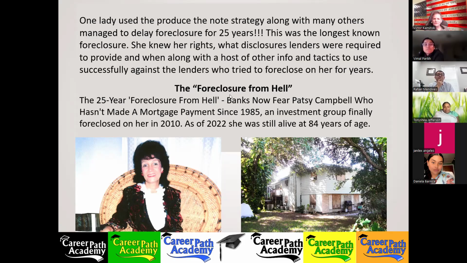So they call it the foreclosure from hell. At least the lenders do. The 25-year foreclosure from hell. Banks now fear Patsy Campbell, who hasn't made a mortgage payment since 1985. An investment group finally was able to foreclose on her in 2010. As of 2022, I checked up on her and found that she's still alive at the age of 84.